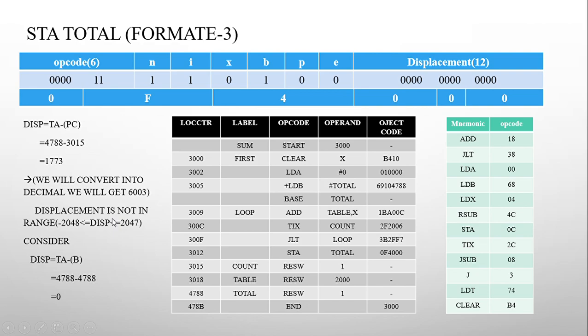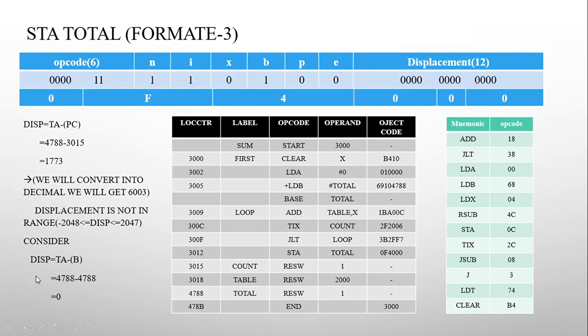Therefore, we need to consider another formula to find out the base, that is, displacement is equal to target address minus base. Here the target address value is the same. To find out the base value, let us go to base. In the base, we are having total. Where the total is present, here total is present in this location counter, that is 4788. We need to subtract these two. We are getting displacement as 0. Therefore, we are writing the displacement as 0.